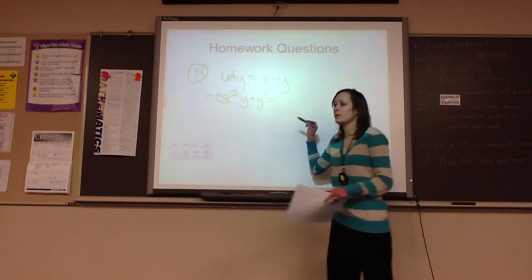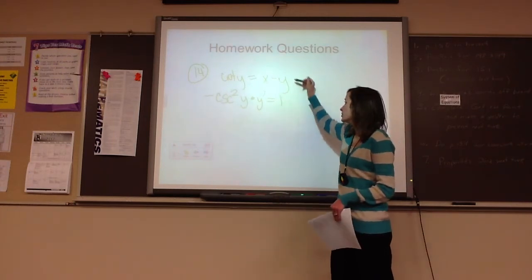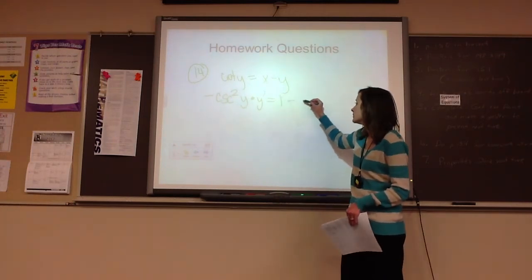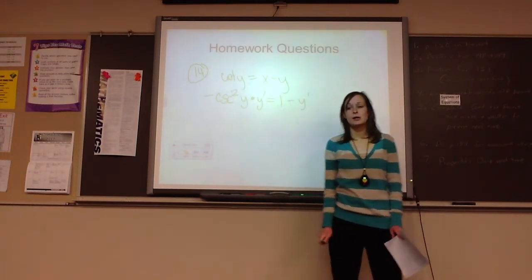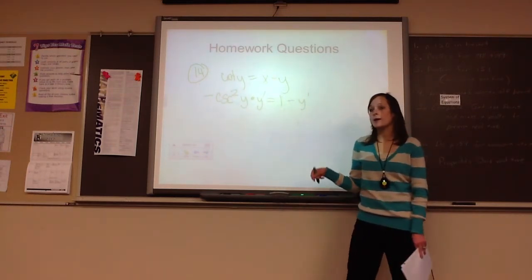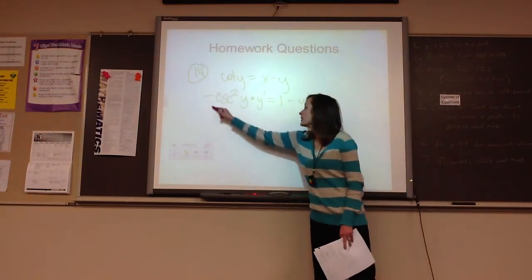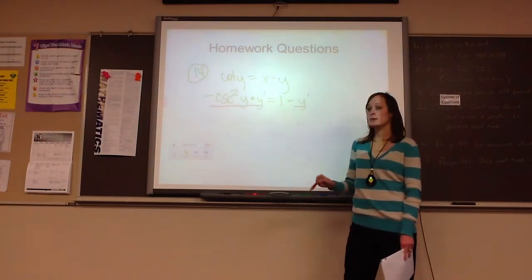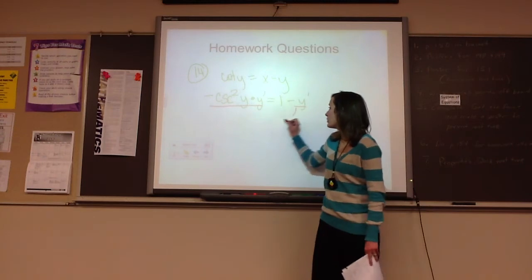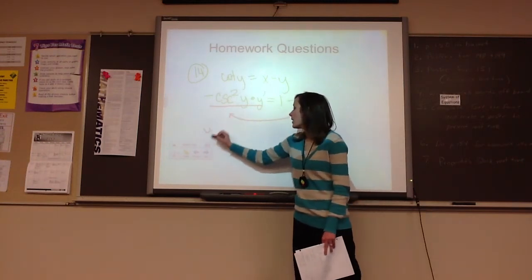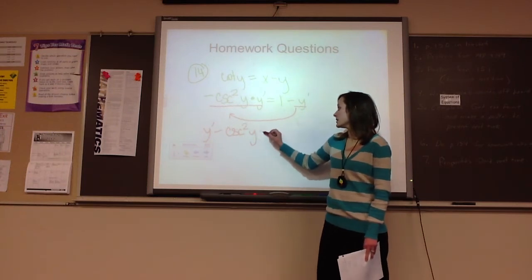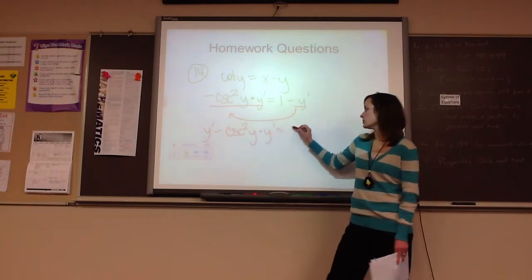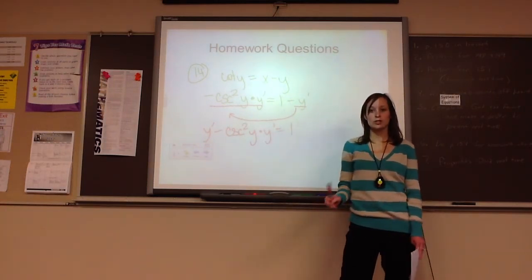Equals, what's the derivative of x? What's the derivative of y? Questions so far? So then I'm going to get my y primes on one side. Here's a y prime and here's a y prime. So I'm going to add this y prime over to here, and I get y prime minus cosecant squared y times y prime equals 1. Questions on that?